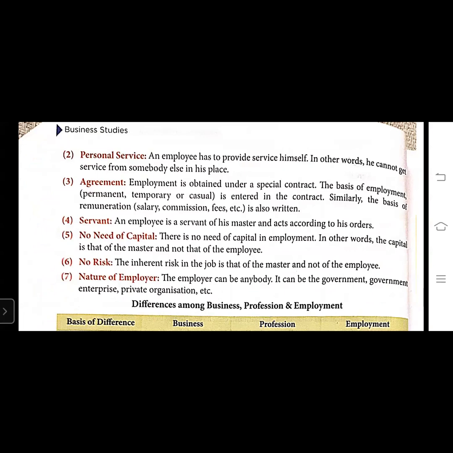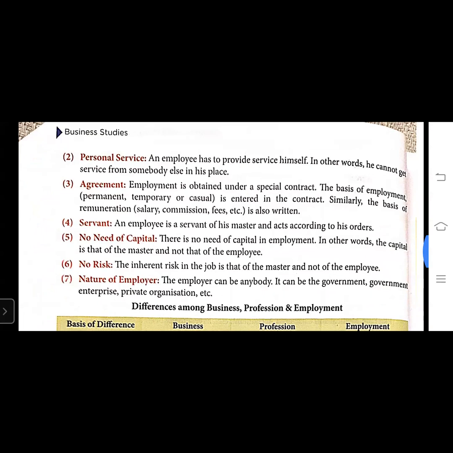Next is the agreement. Employment is obtained under a special contract, in which all the conditions are written. The basis of employment, permanent, temporary, casual, is entered in the contract. Similarly, the basis of remuneration, salary, commission, fees, is also written in that agreement. Fourth is the servant. An employee works as a servant of his master and acts according to his orders.